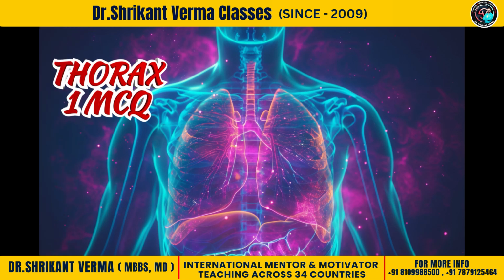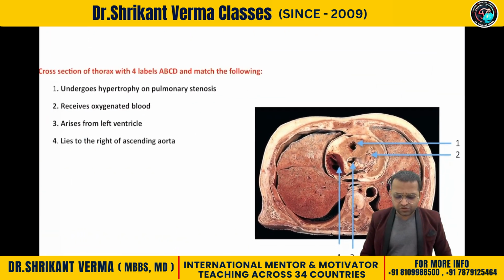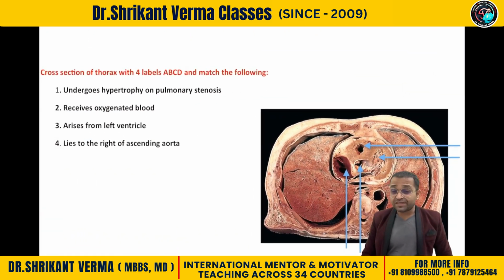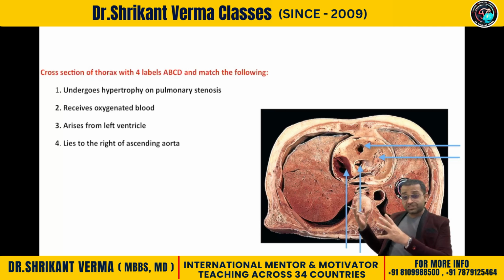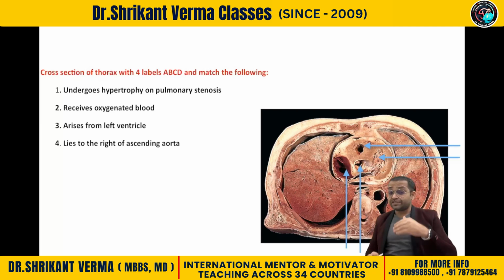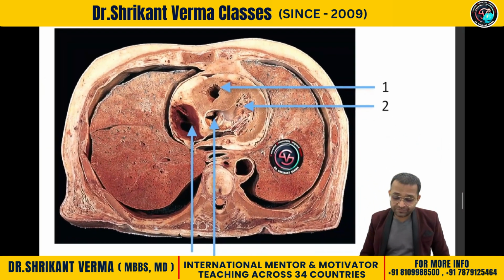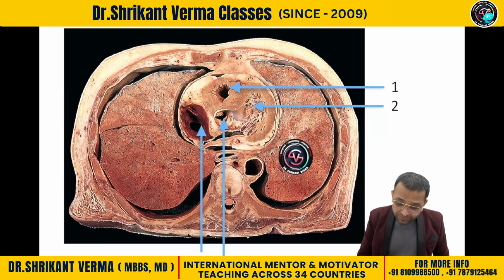So nowadays in our INICET, also the NEET PG as well as in FMGE, yes, they are giving the CT chest, CT abdomen, and also you can compare this topic with our transverse section of the thorax and the transverse section of the abdomen. Okay, we discussed very nicely during our regular classes. Again, you can observe here the question: the cross section of the thorax with four labels A, B, C, D, and match the following. So can you observe here, sir, one by one, step by step?